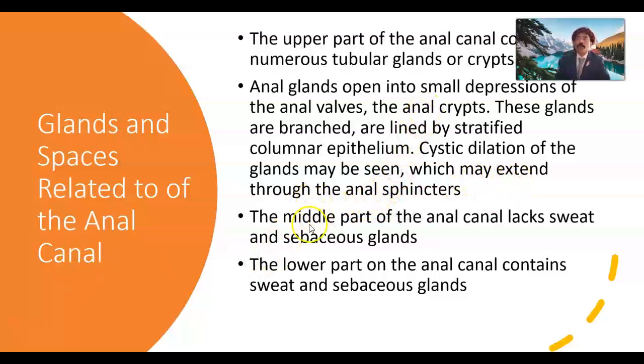Okay. Close to the anal sinus, in the same area, we also may get, very rarely, the anal membrane, the embryonic anal membrane, a few fibers or a few parts of the anal membrane. The middle part of the anal canal lacks sweat and sebaceous gland. Lower part of the anal canal contains sweat gland. We'll get sebaceous gland, sweat gland, and eventually sweat gland, sebaceous gland, and hair follicle.